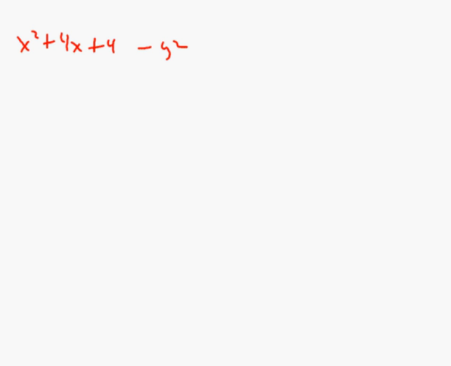So just some fun factoring problems. For this first one, sort of nice to realize this. That is a perfect square trinomial, isn't it? So it's x plus 2 quantity squared minus y squared.